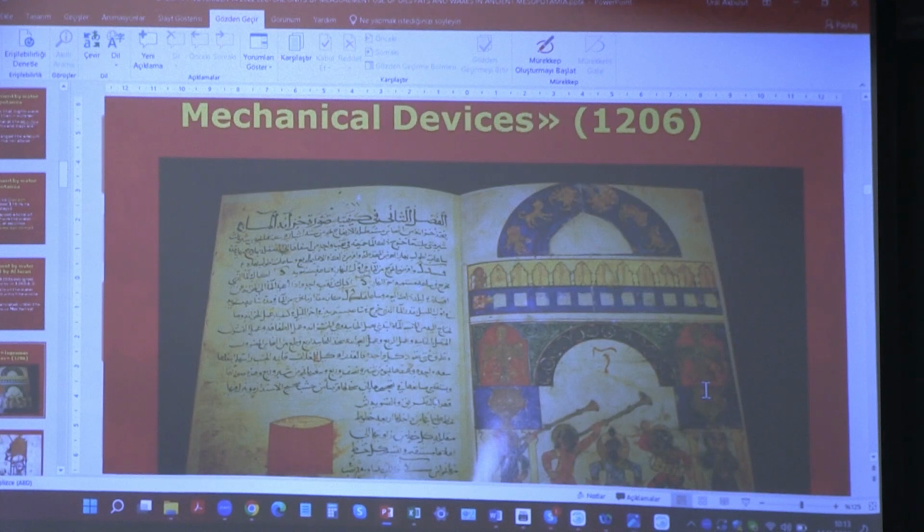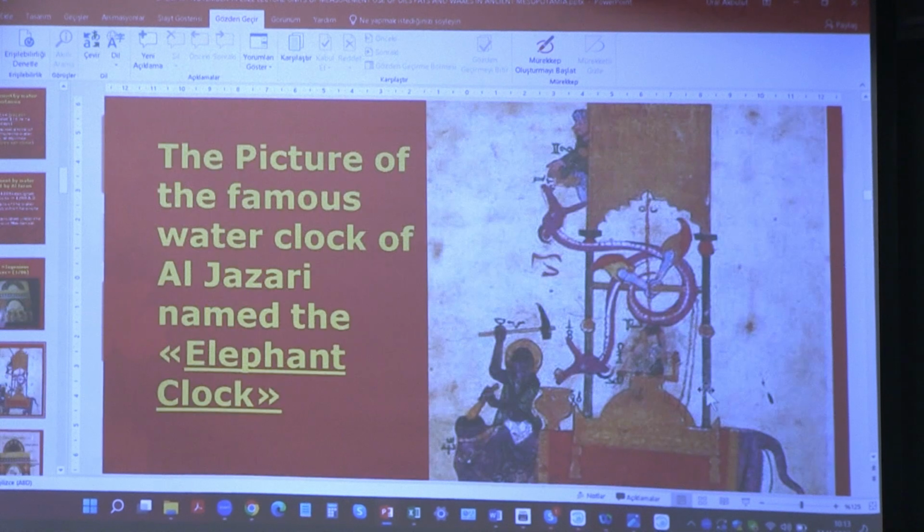Okay, this is a page from one of his books. This is a water clock. He wrote the book just before he died. He died in 1206. This is one page, and this is a diagram from his book. This clock is called the elephant clock.